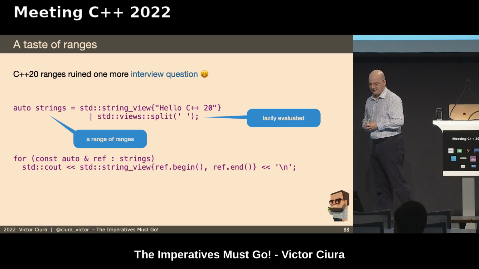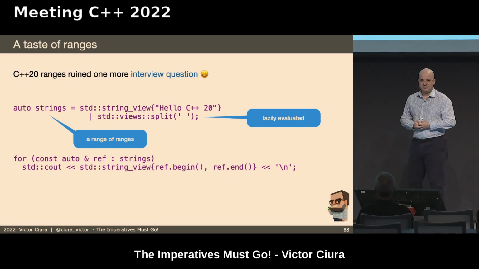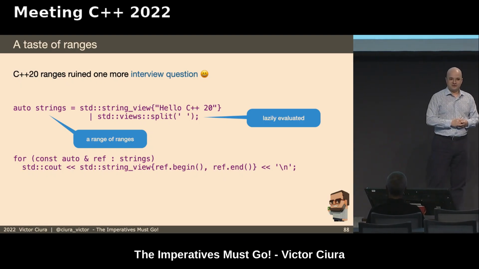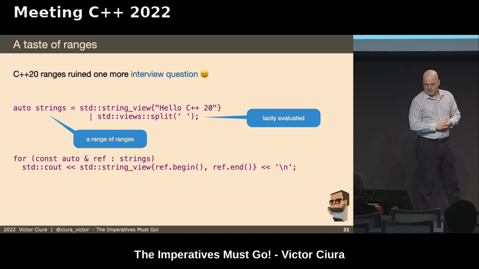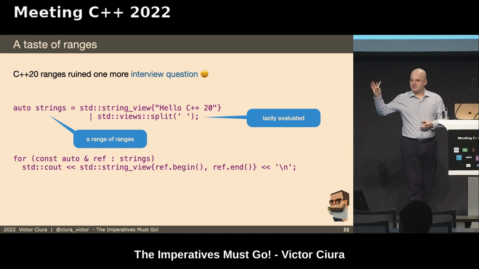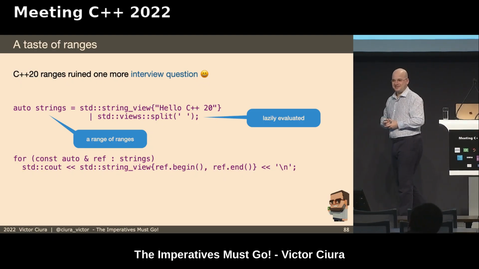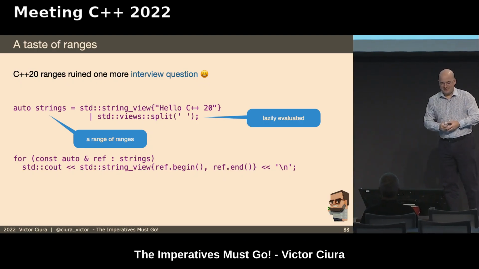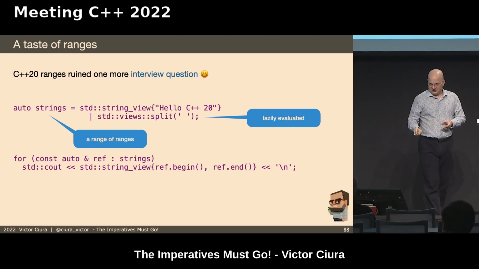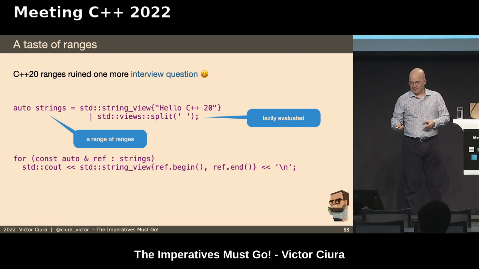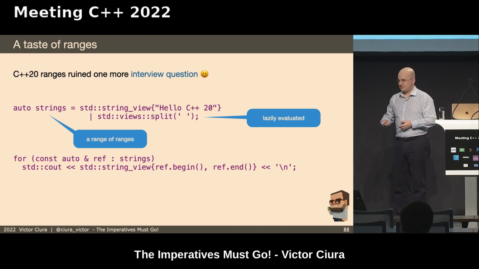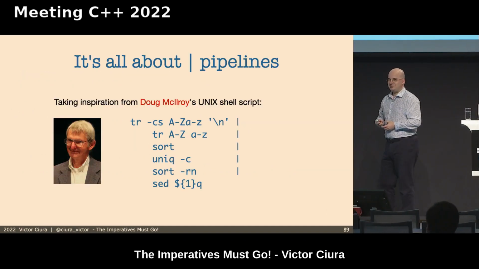I think C++20 ruined one of my favorite interview questions, and that is to split a string. How many of you have gotten this interview question? No? A few hands. So this kind of thing becomes trivial now. Fair warning, I don't think any interviewer will accept this answer. They actually want to see the algorithm.